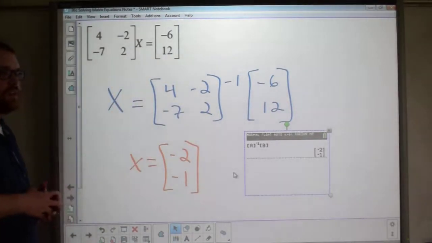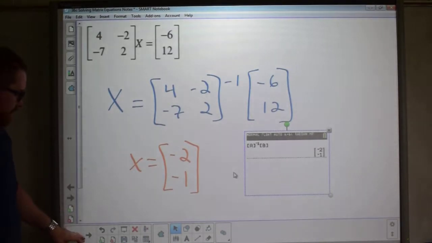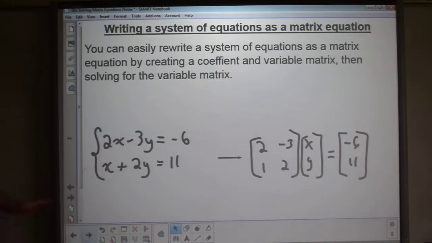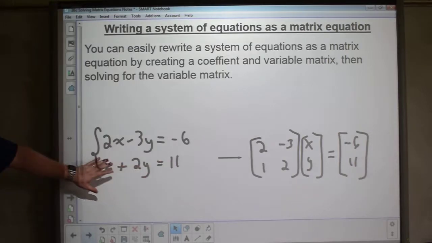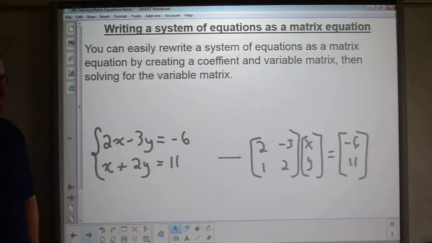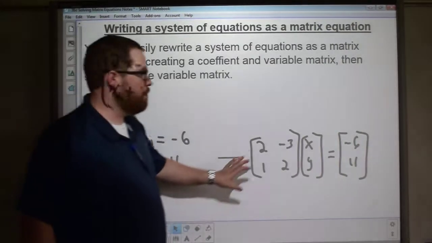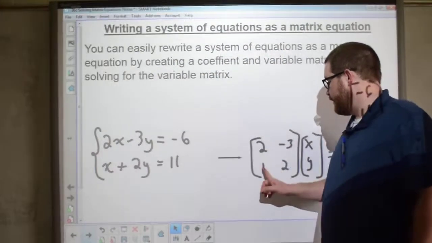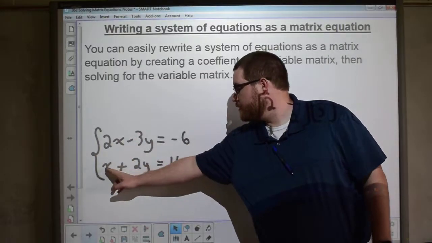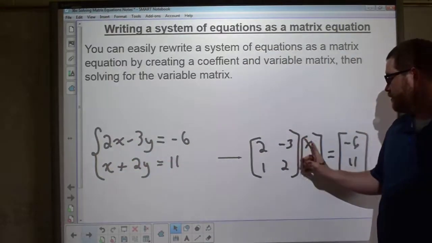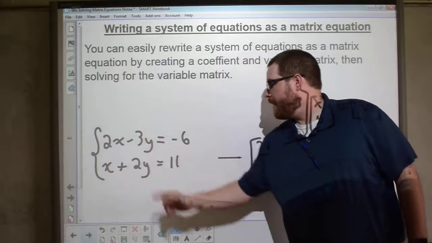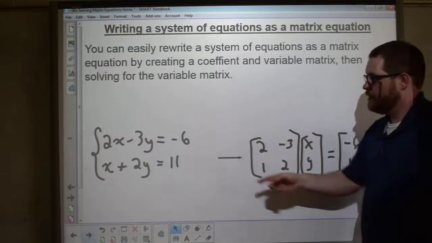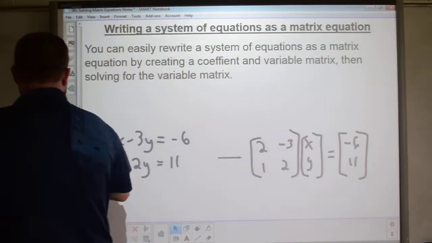So let's see how this can be used with a word problem or with a system of equations. This is a system. 2 variables, 2 equations. I can rewrite it as a matrix. Now let's see how I did this. The 2, the -3, the 1, and the 2 are the coefficients. The x and the y are the variables that you have. And the answer is the answer that you had earlier.